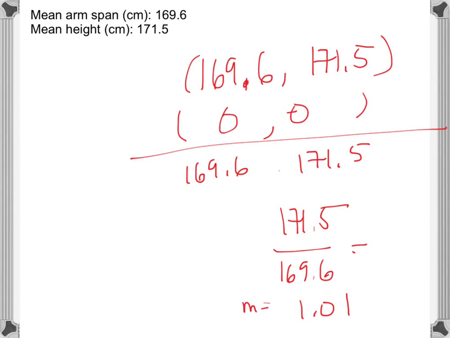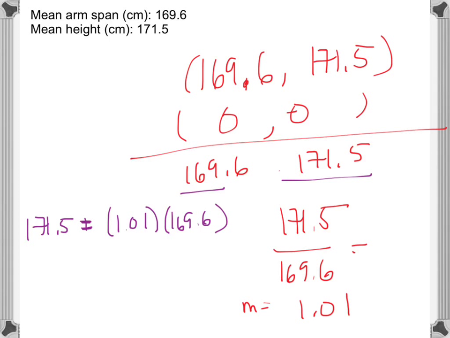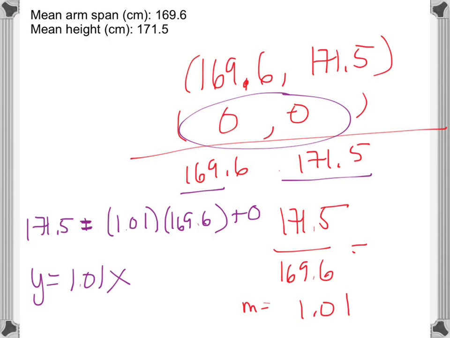Now, in order to find my B, I want to put this information in. So I have 171.5 is equal to 1.01, the slope times the... Oh, actually, what am I talking about? My y-intercept is going to be 0, right? Because it goes to the point 0, 0. So that's my x-intercept, and it's also my y-intercept. This is a graph of direct variation. So my equation is just the slope of my line times x. So y is equal to 1.1x.